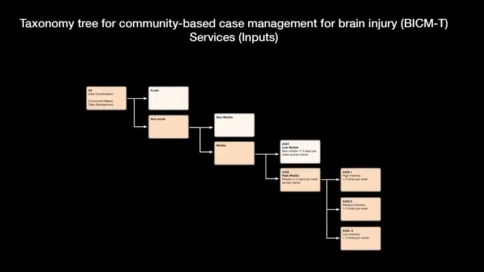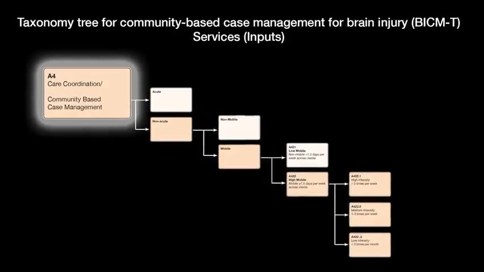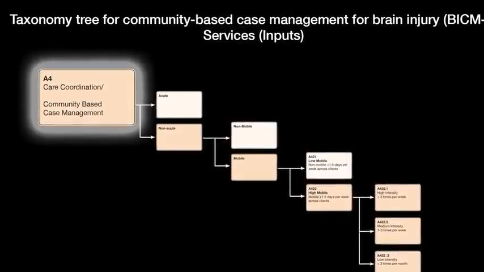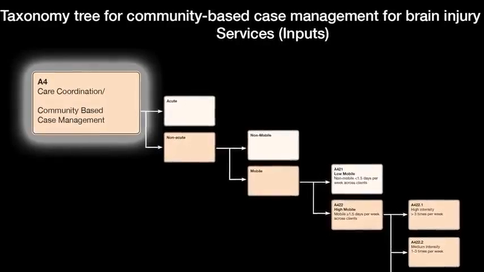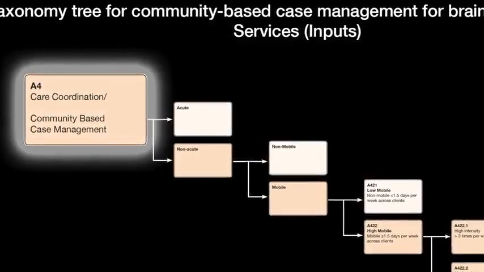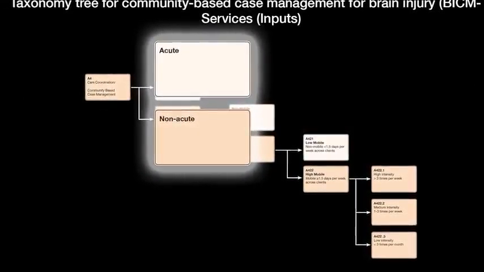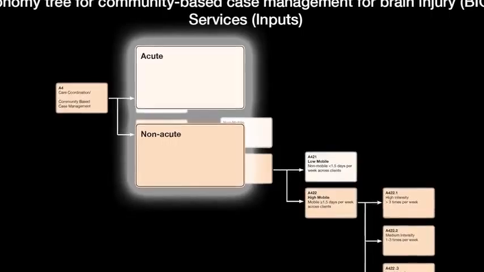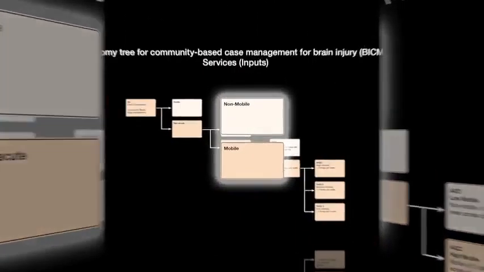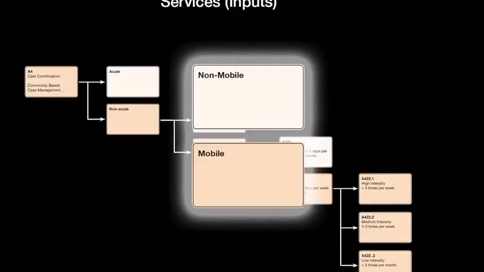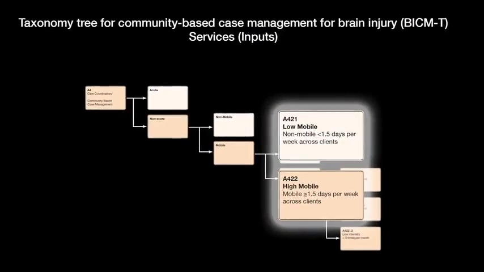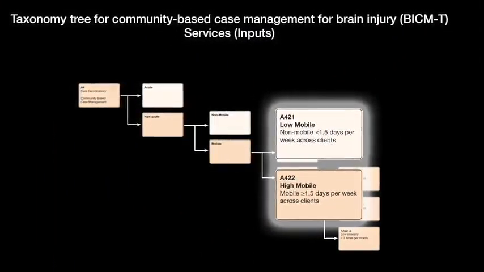Taking the service tree that you can see here, we started with community-based case management service component, the inputs. In the DESDE-LTC classification, case management and care coordination are A4, so we started there. We then went further and developed the tree that identified acute and non-acute case management. In non-acute, we then have non-mobile and mobile. Going further down the tree, you can see in mobile, we have low mobile and also high mobile.